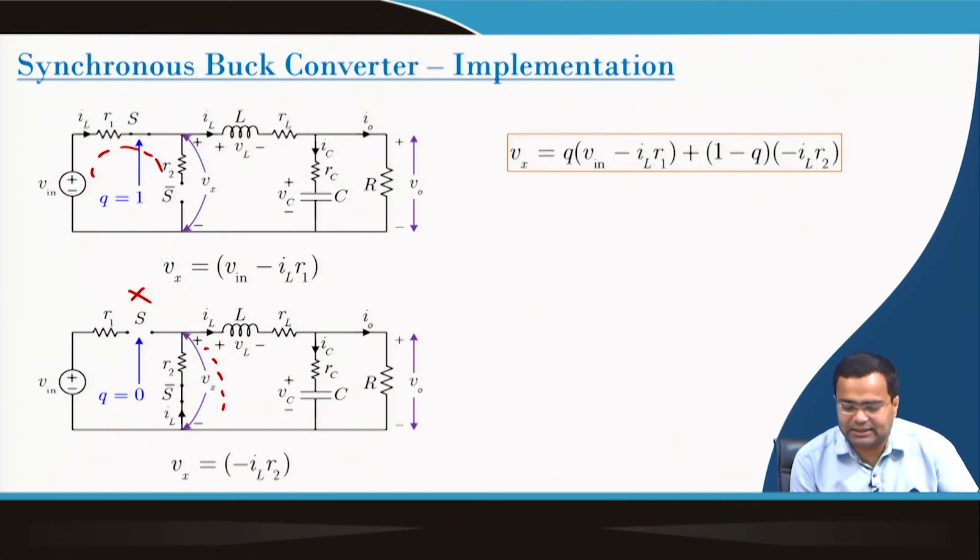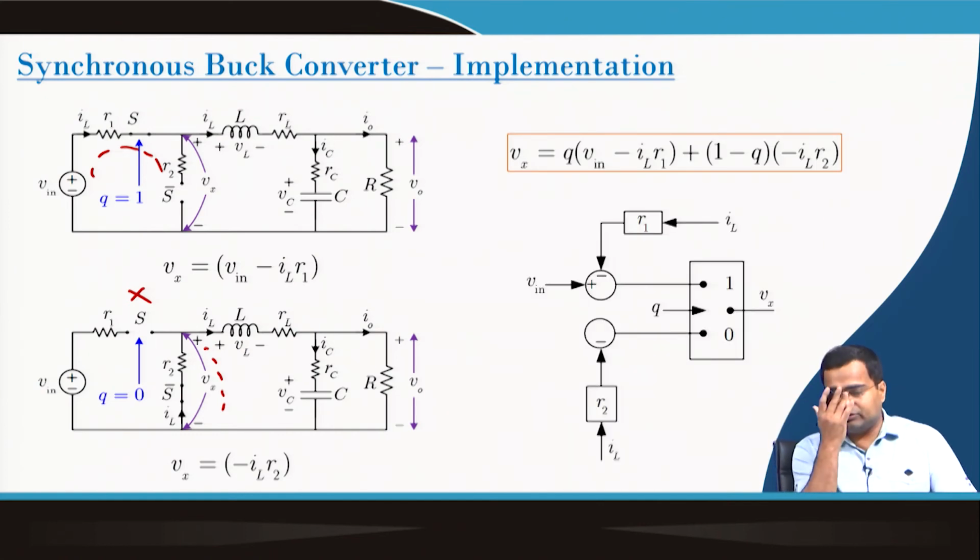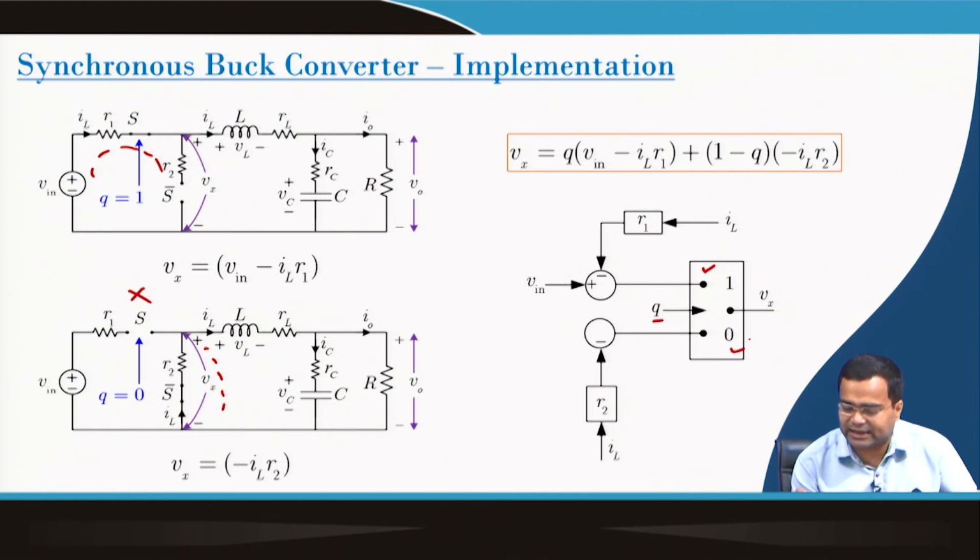So, we can plug this in and simulate using a switch in MATLAB Simulink, and this switch represents that when Q is 1, it will take the first input, input 1. When Q is 0, it will take the second input, which is minus R2 into IL, and by that way we can generate the switch node voltage.